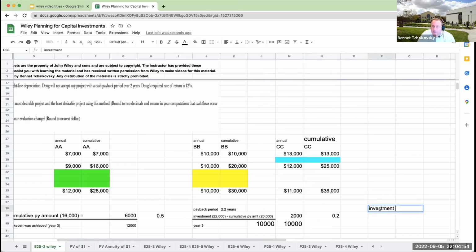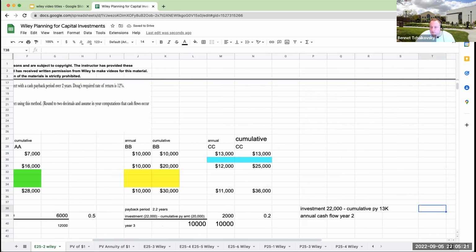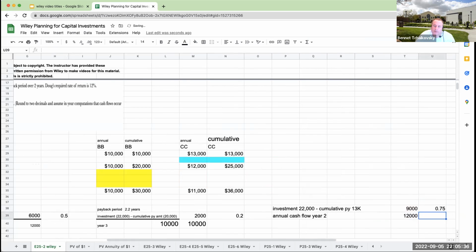My investment is still going to be 22,000. I'm going to subtract the cumulative prior year amount, which in this case is going to be 13,000. And then I'm going to divide this by the annual cash flow, year 2. Okay, so this over here is basically going to be 22,000 minus 13,000, or 9,000. And because I'm making it during this year, I'm going to divide it by that cash flow in year 2. So this is going to be 0.75.